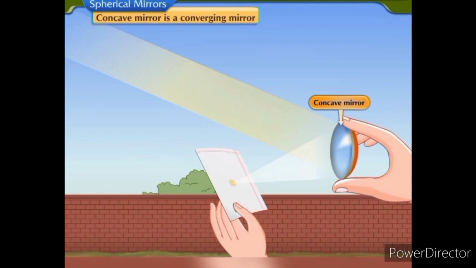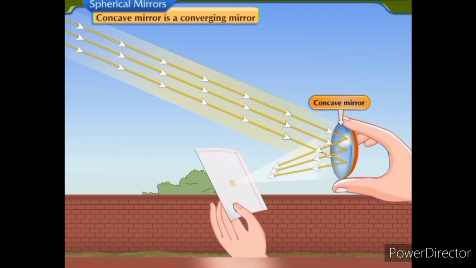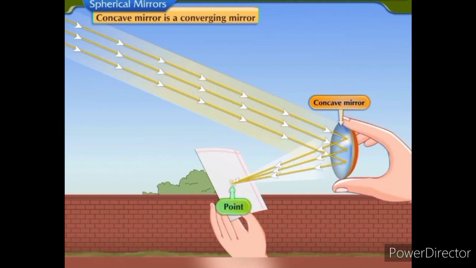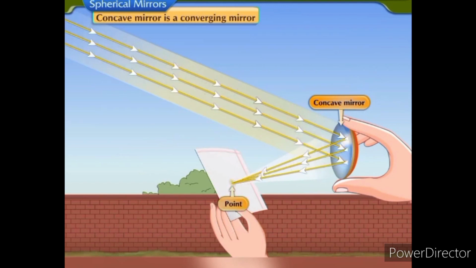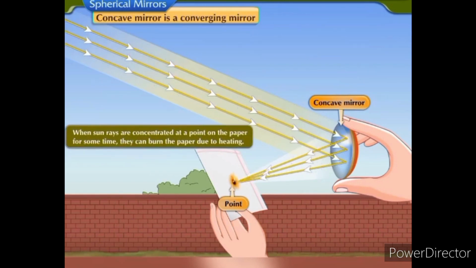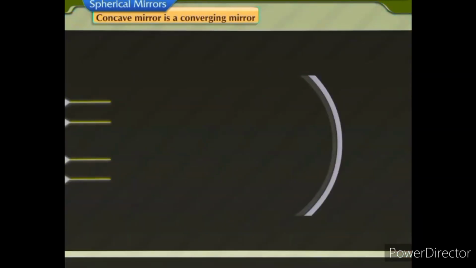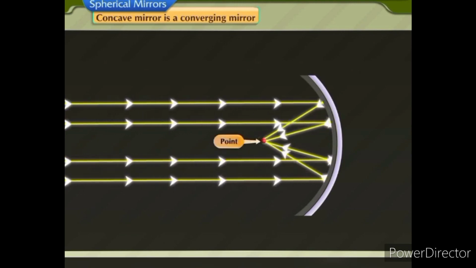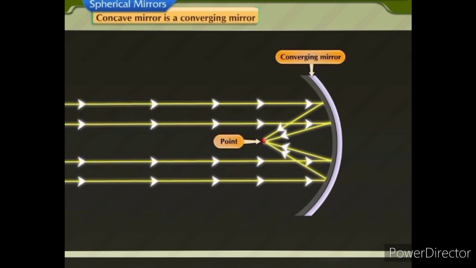The image is formed because the light rays coming from the sun get reflected and meet at a point. When light rays meet at a point, it is said to converge. When the sun rays are concentrated at a point on the paper for some time, they can burn the paper due to heating. When the light from a source is to be focused on a small spot, a converging mirror is used.